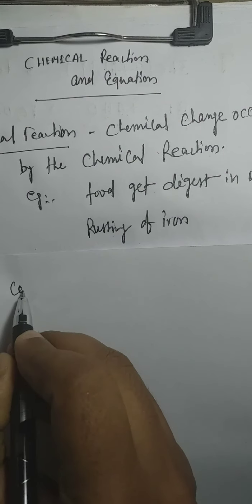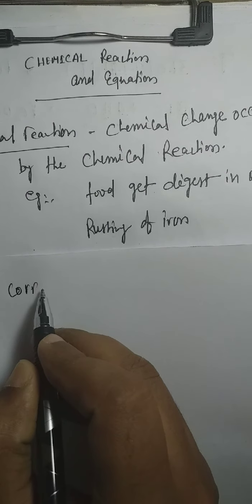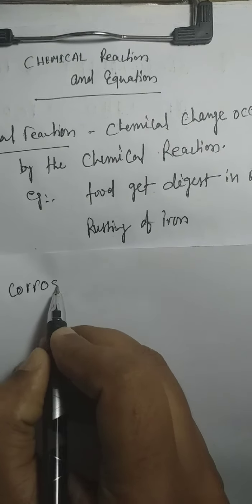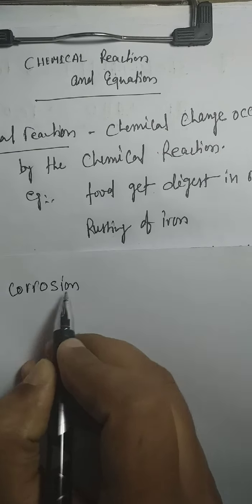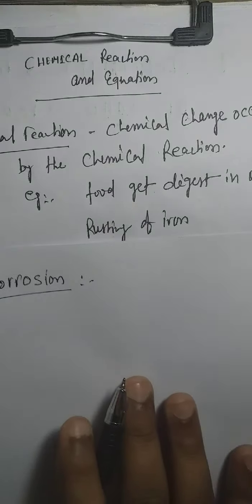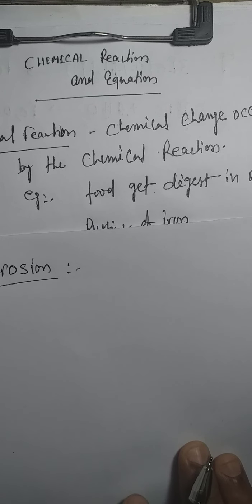In the continuation of the chapter, some theoretical portion is left, which we are going to discuss ahead. So our topic is corrosion. Corrosion: when a metal is attacked by substances around it, such as moisture, acid, etc., the process is called corrosion.